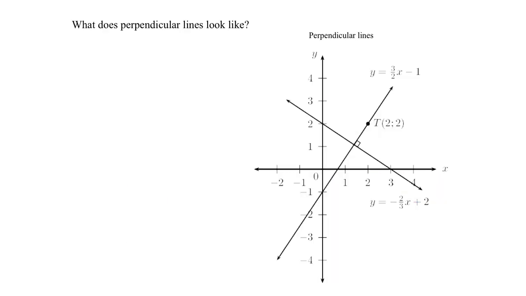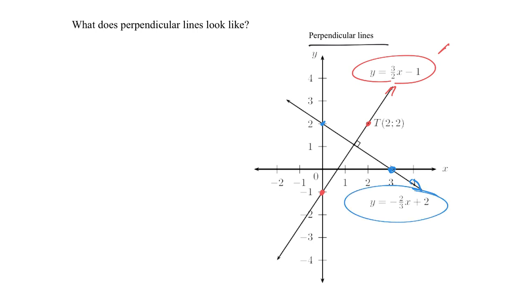Well, so then what do perpendicular lines look like? Well, let's look at perpendicular lines. Here we have two lines. We have this line here that goes through point T, and then we have this line here, which goes through point, I guess we'll call it 3, 0, and also 0, 2, okay? And it looks like the red equation goes through the point 0, negative 1, okay?